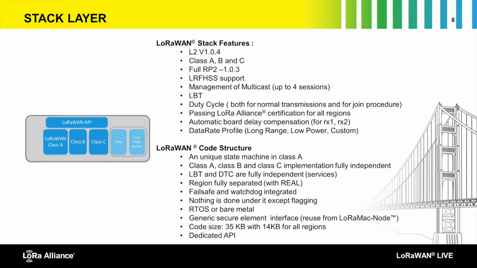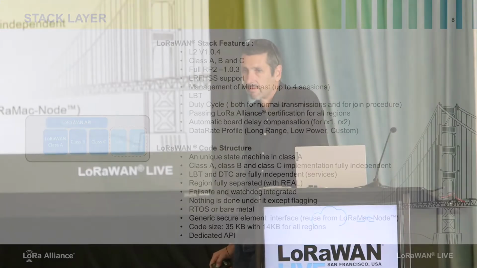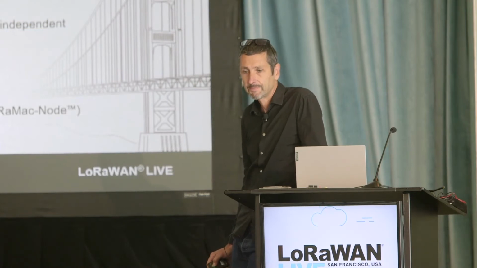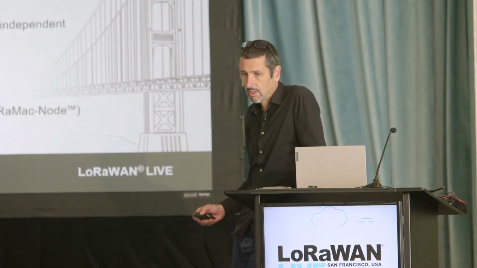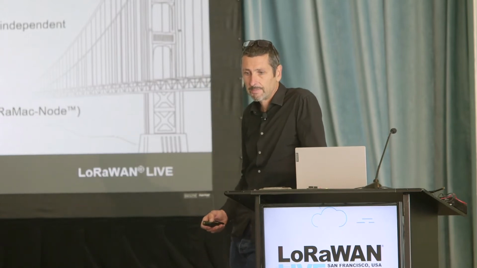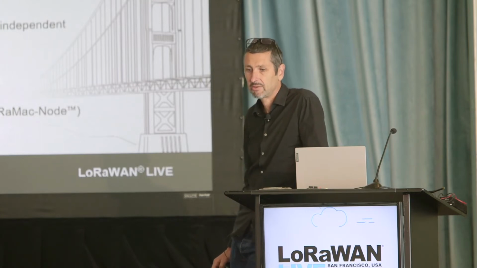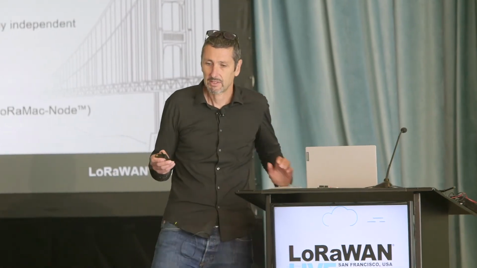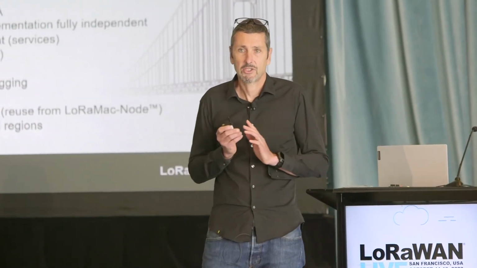So the code structure: the state machine is very simple for Class C, so the implementation of this state machine is very simple. And I think it's really important, again, for reliability. There is no interleaved state machine and so on. The implementation is very, very basic. As I said, Class B and Class C are independent. LBT and duty cycle are fully independent also. Region also.